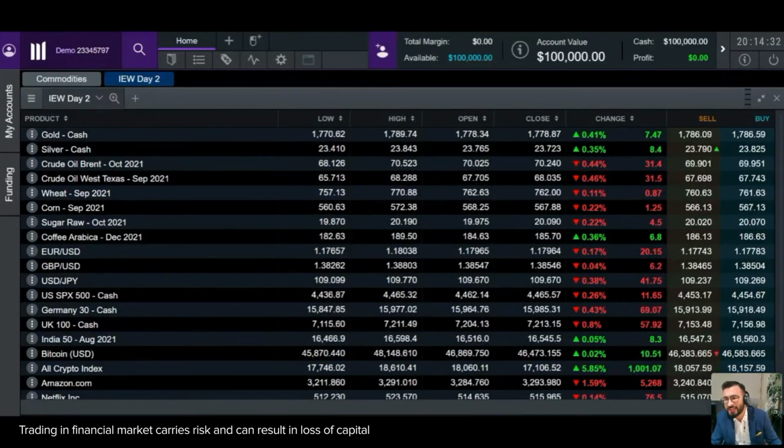EPS at what percentage rise is considered good? There's no percentage rise, but as long as there is a steady increase, a consistent increase, and that increase matches the Wall Street expectations, it is considered good. Another question. Yeah, there was one question.